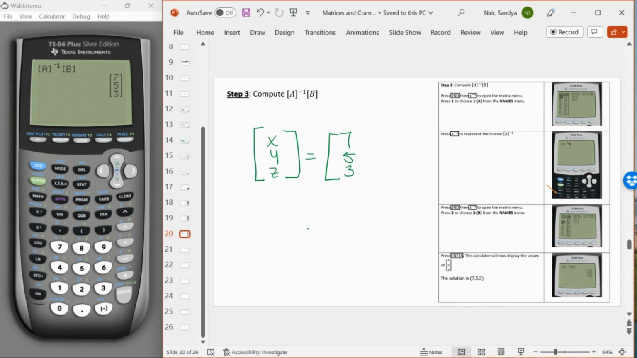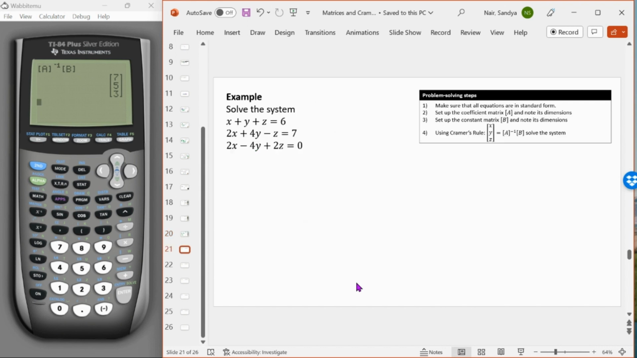Okay. But what we should really be doing is writing our solutions as an ordered triple. So we're just going to write this as 7, 5, 3. Okay, so you'll need to do that because that's how the solutions are presented in the quizzes and on the test. Okay, so that's everything that we need to do to solve a system of 3 by 3 equations using Cramer's rule and our calculator.